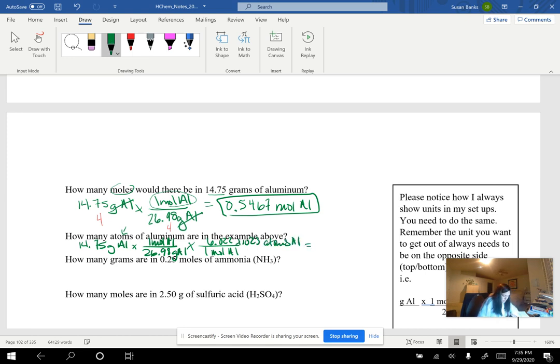So essentially it's the same problem that we had on top, but now I'm multiplying by Avogadro's number. Same thing, I've got 4 sig figs in each of these conversions, so I'm going to be able to report 4 digits. So when I do this, I will get 3.292 times 10 to the 23rd atoms of aluminum.